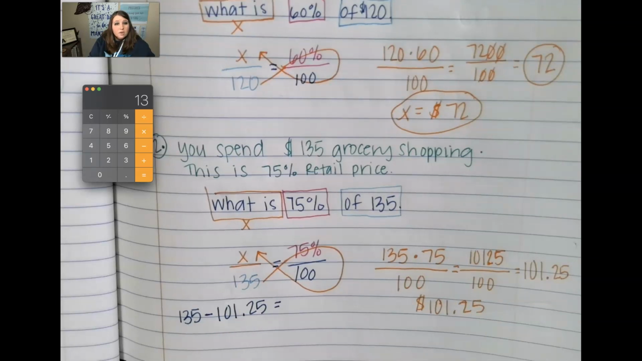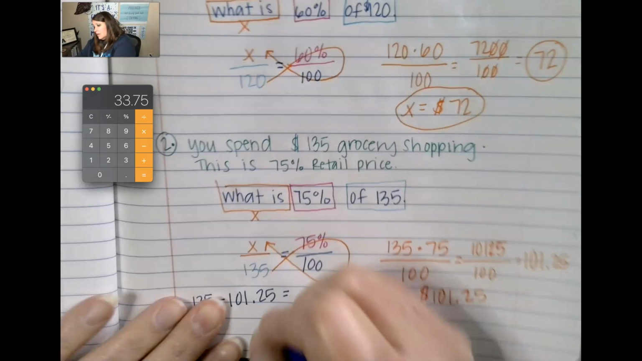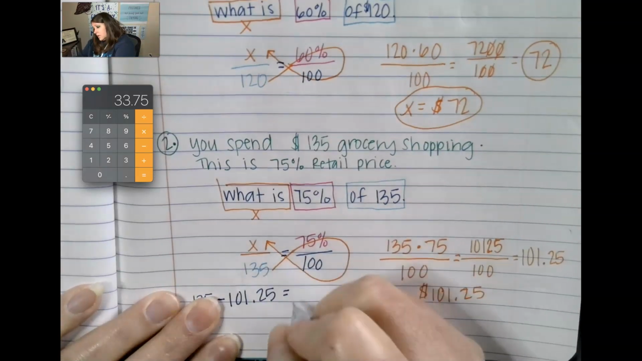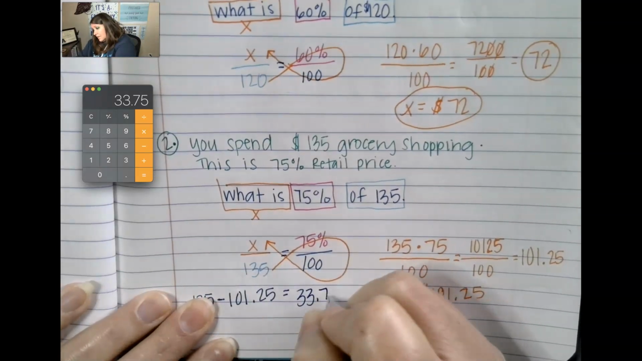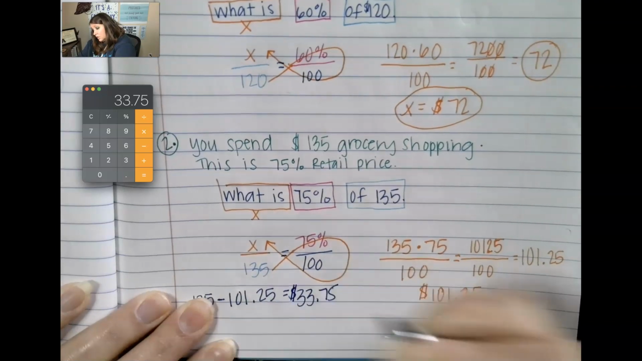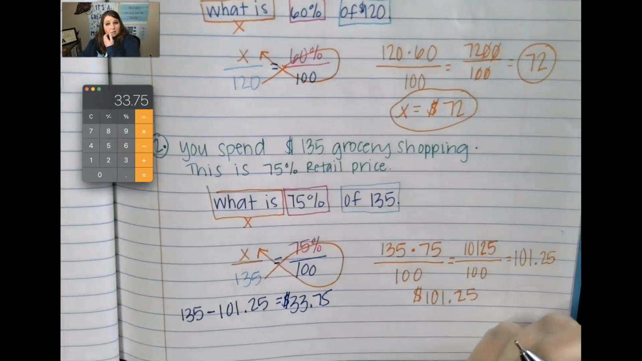So 135 minus 101.25. So the total is $33.75. That's good shopping right there.